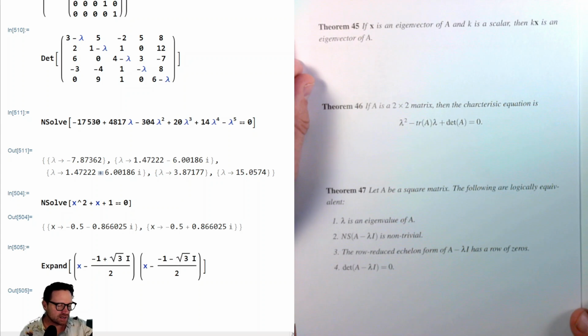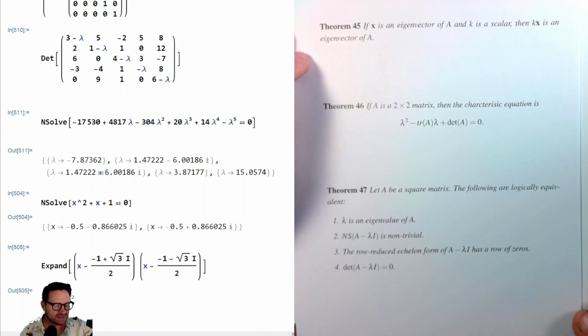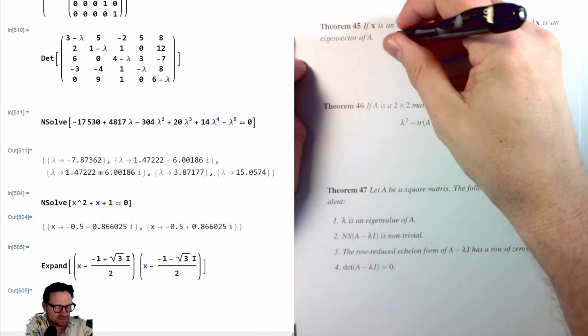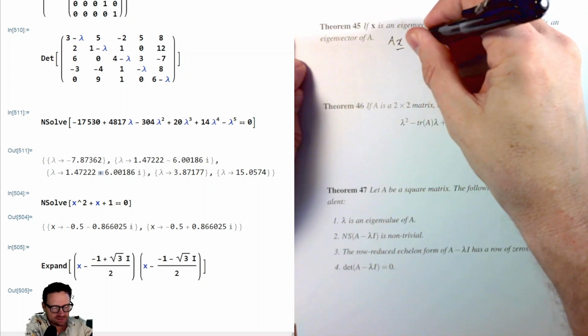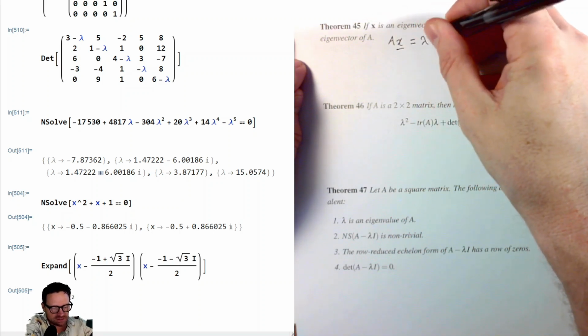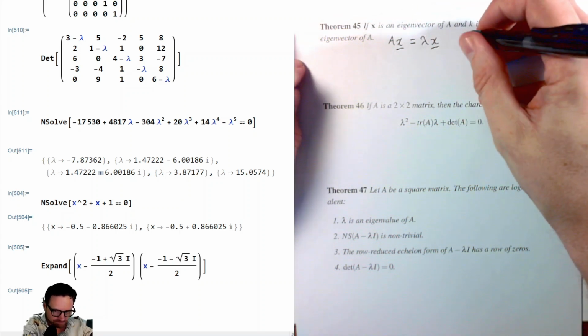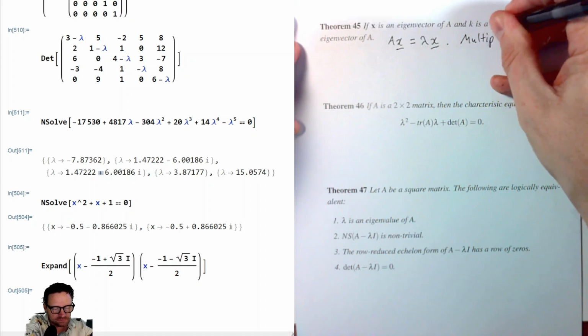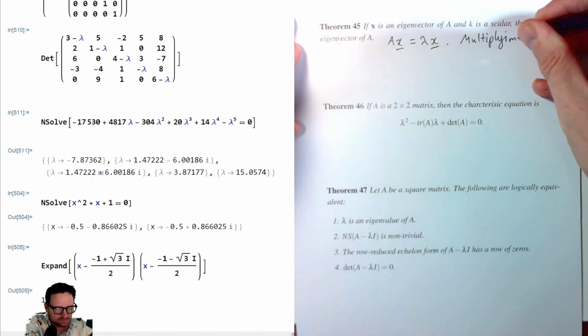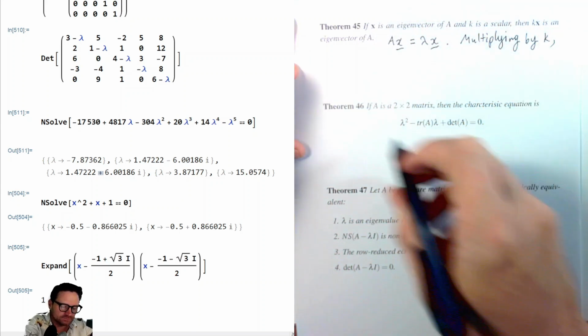If x is an eigenvector of A and k is a scalar, then kx is an eigenvector of A. Alright, so let's give a little proof of this. So we've got Ax is lambda x. Now we want to multiply throughout by k.